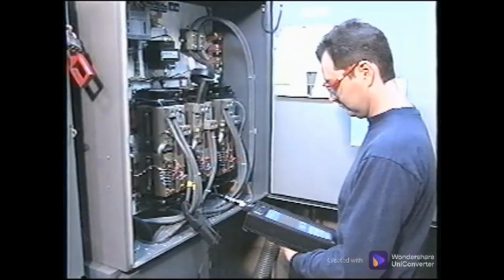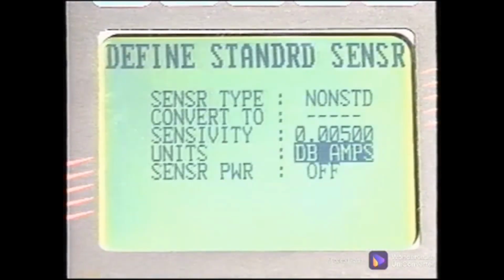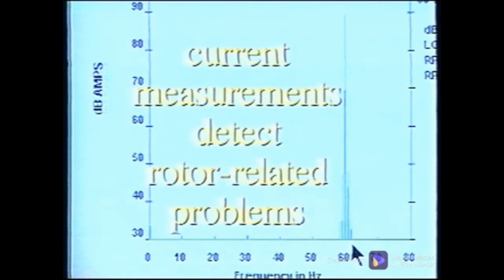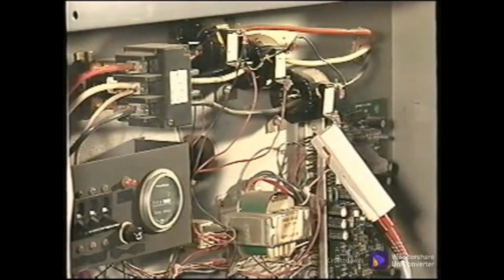The collection time depends on the processing speed of the analyzer. The averaging mode is set to normal with a Hanning window. The sensor type is a current transformer, and since it is supplying its own power, no power should be supplied to it from the analyzer. Remember, the current data collected to 80 Hertz is not used to detect stator problems, but is used to identify rotor-related defects. Another application for current measurements is checking the phase balance.